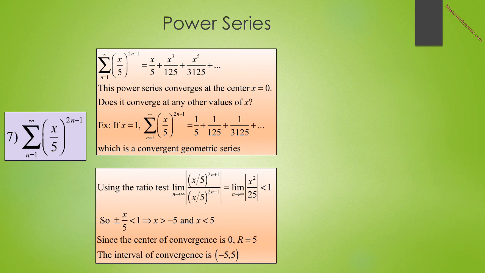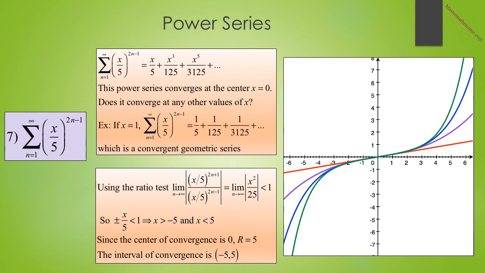Meaning that plus or minus x over 5 has to be less than 1, and x has to be greater than negative 5, and x has to be less than 5. So since the center of convergence is 0, the radius of convergence is 5, and therefore the interval of convergence is from negative 5 to 5.